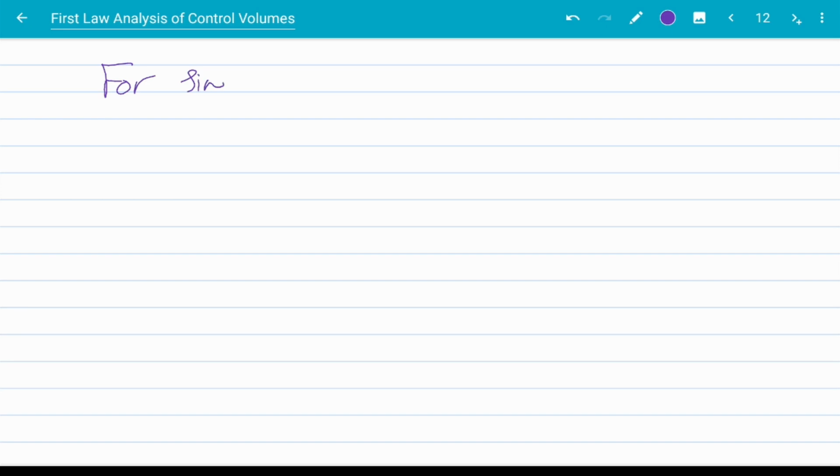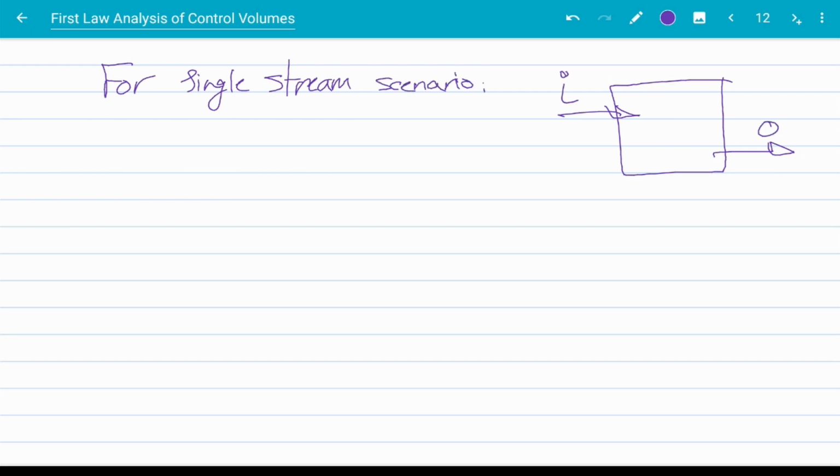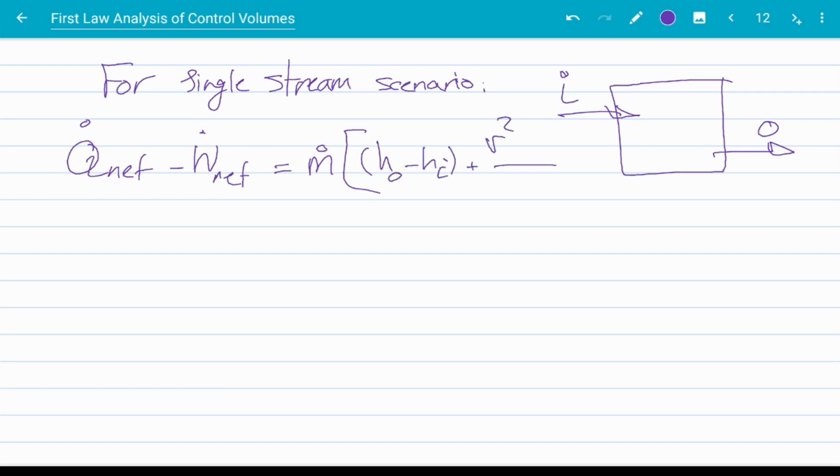Now the previous equation is for multiple streams. For single streams, meaning that our control volume has only one entrance and one exit, I can reduce the previous equation even further to Q dot net minus W dot net is equal to m dot times (h out minus h in, plus velocity out squared minus velocity in squared over 2, plus g times z out minus z in).